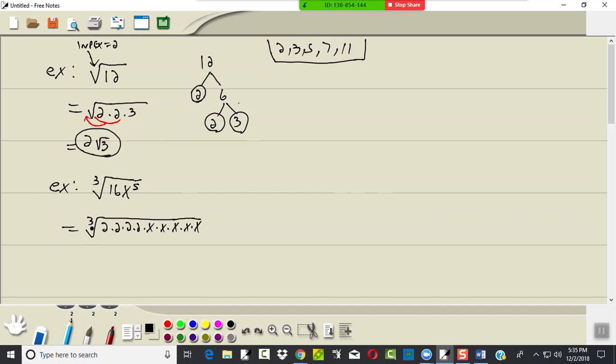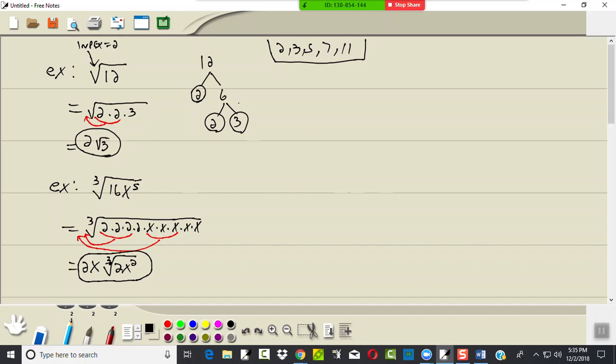Now our index is 3, which means looking for a set of 3 of something. So I got 3 2's. They're going to come out in front as a single 2. And I got 3 x's. They're going to come out in front as a single x. So 2 came out as a single 2, 3 x's came out as a single x. Now we're left with a 2 inside, and we're left with x and x, which is x squared. And that would be our answer.